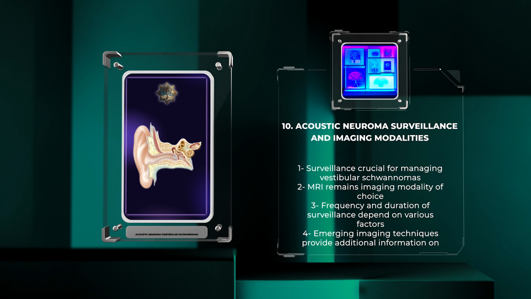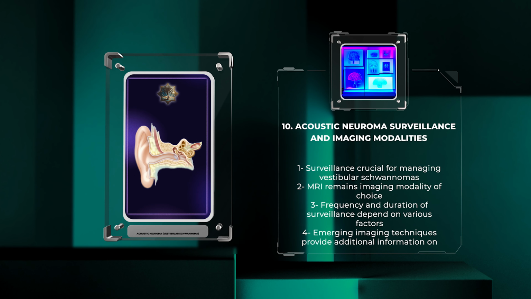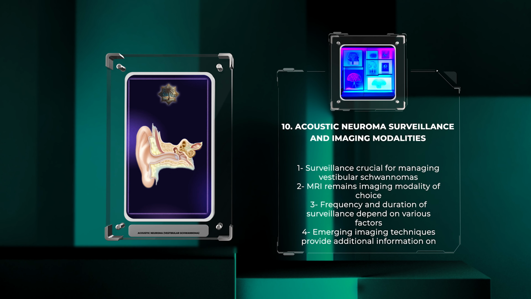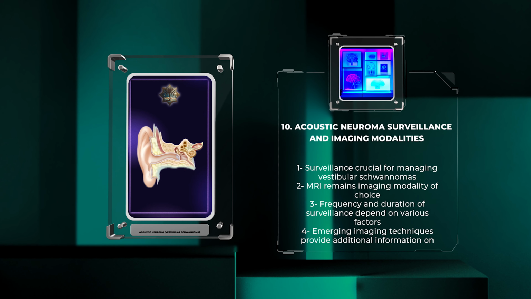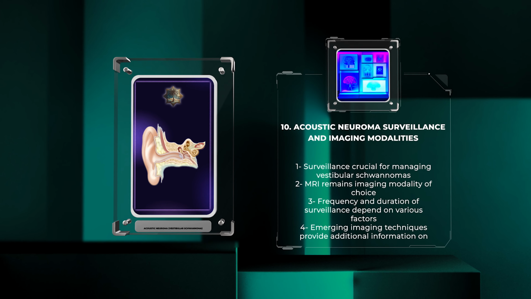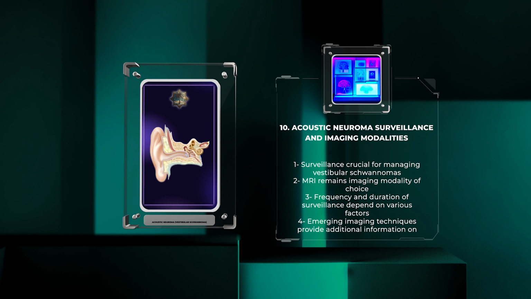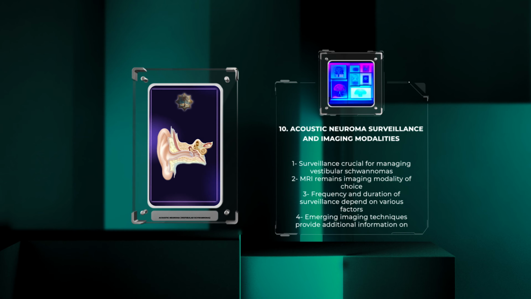MRI remains the imaging modality of choice for surveillance, enabling visualization of tumor size, location, and response to treatment. The frequency and duration of surveillance depend on multiple factors, including the patient's symptoms, tumor characteristics, and treatment modality. Generally, patients are monitored every 6 to 12 months in the early years post-treatment and less frequently as the tumor demonstrates long-term stability. Emerging imaging techniques, such as functional MRI, fMRI, and diffusion tensor imaging, DTI, hold promise in providing additional information on tumor metabolism, functional connectivity, and nerve fiber integrity. These techniques may aid in more accurate prognostication, treatment planning, and assessing treatment response.